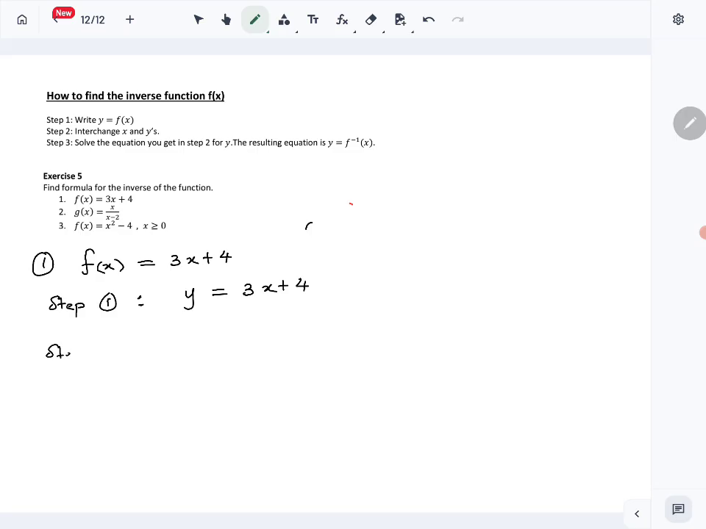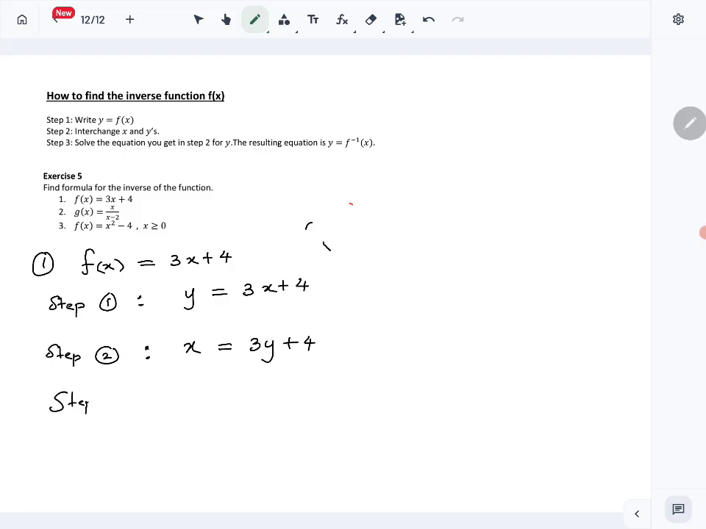Step 2. What is step 2? Interchange x and y. Wherever you see y, replace it with x. Wherever you see an x, replace it with y. So x equals 3y plus 4. So I interchange the variables, right?